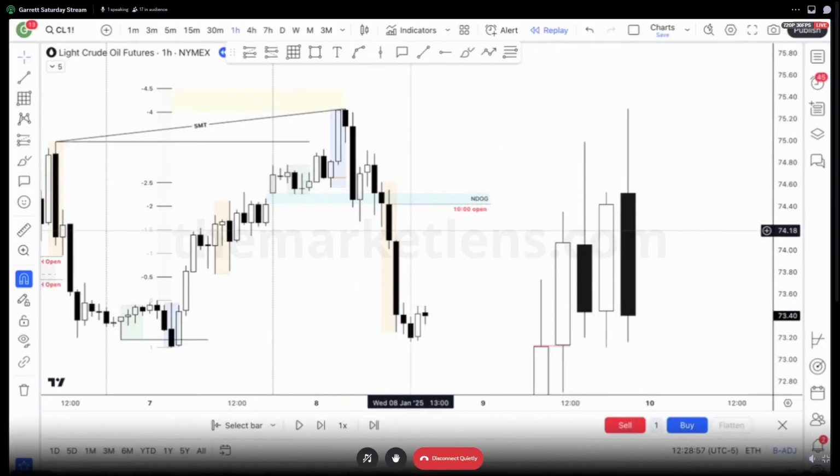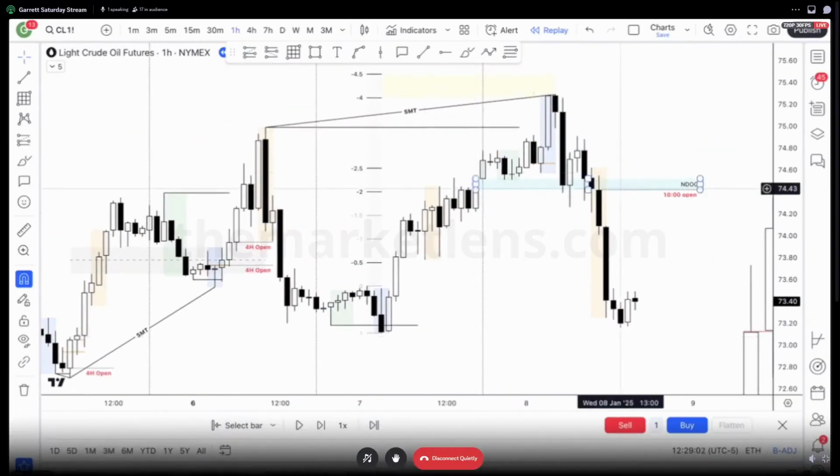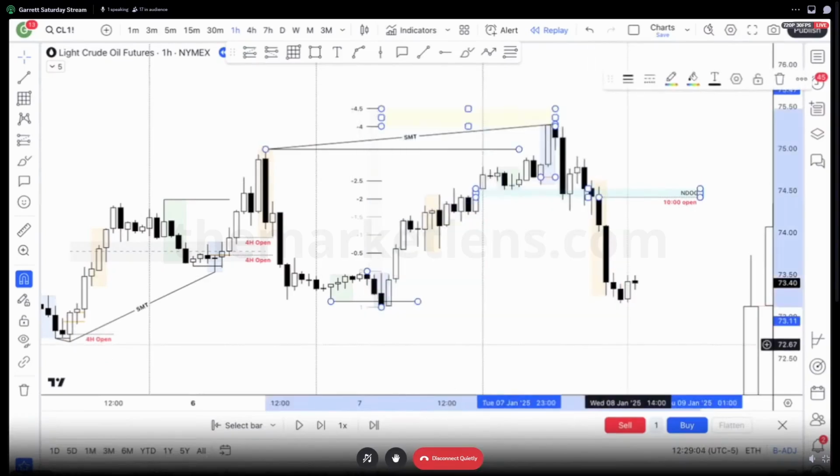And we're also doing the same thing on the 4-hour chart. So we're just aligning expansion candles there. I have a couple more examples. Let me just delete this for you.